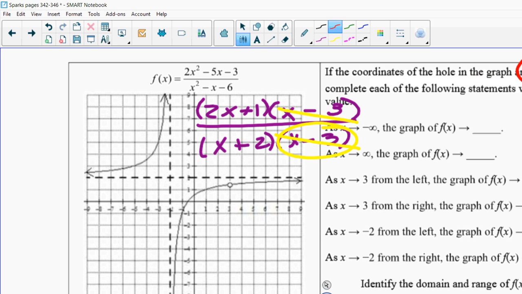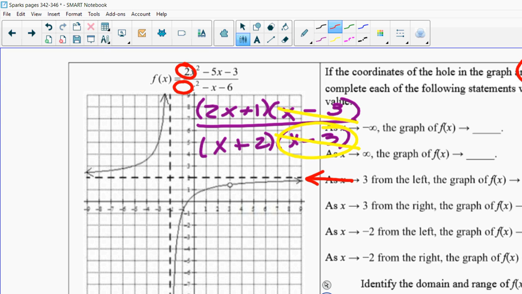How do you get a horizontal asymptote? Compare the degrees. What's the degree of the top? 2. What's the degree of the bottom? 2. So if the degrees are the same, the coefficients, 2 divided by 1, 2. So y equals 2 is your horizontal asymptote.